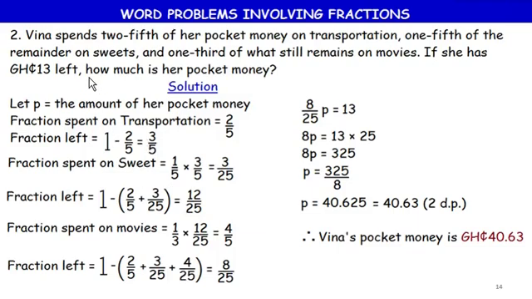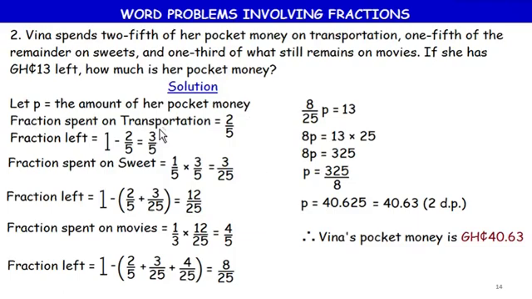Vina spent 2/5 of her pocket money on transportation, 1/5 of the remainder on sweets, and 1/3 of what still remains on movies. If she has 13 Ghana cedis left, how much is her pocket money? Wow, what a nice question. So you have to solve this question. Since you don't know the pocket money, you let any letter represent the amount of pocket money. So we let P represent the amount of pocket money.